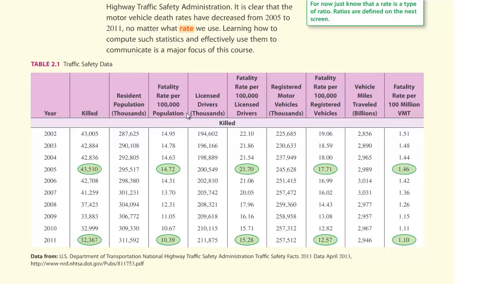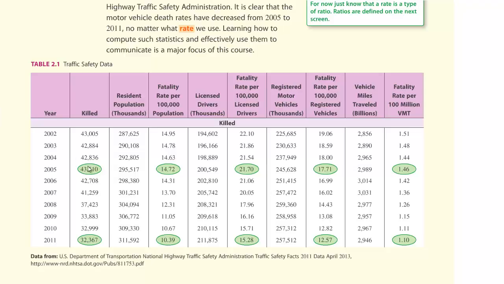All right, how about a table like this that might seem very confusing when you first look at it, but it really is just a bunch of ratios in disguise. So for instance, in 2005, there were 43,510 people killed. The population in thousands was this many, big, right? So the fatality rate per 100,000 is 14.72. And what the heck does that mean? Where did they get that number?